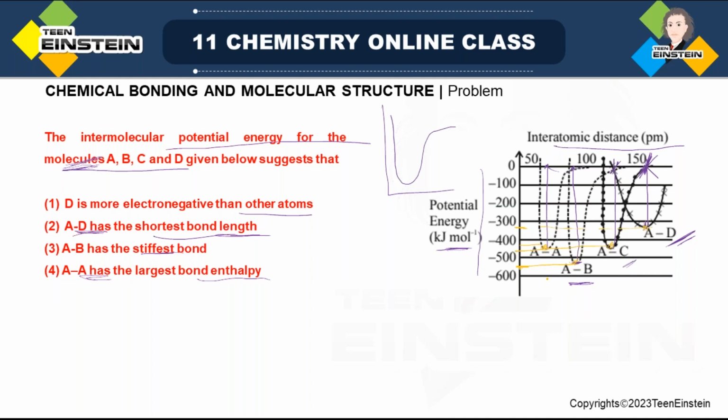And the last statement is saying that AA has the largest bond enthalpy. Now bond enthalpy, obviously, see, I have just drawn from here, this is the minimum point. Let me use another color.